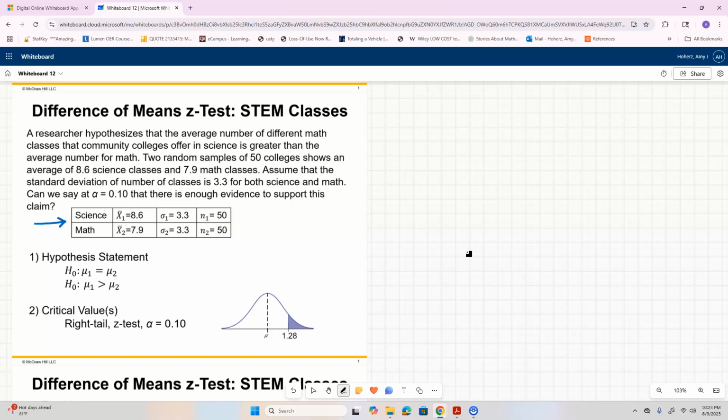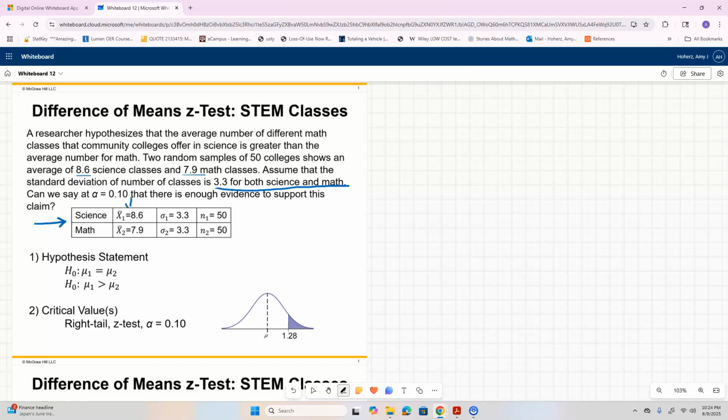So, a researcher hypothesizes that the average number of different math classes that community colleges offer in science is greater than the average number for math. So I think there's more variety of science classes than for math classes. So the researcher took 2 random samples of 50 colleges and shows that there's 8.6 science classes and 7.9 math classes on average. Assume that the standard deviation of the number of classes is 3.3 for both science and math. Can we say at alpha equals 0.10 there's enough evidence?